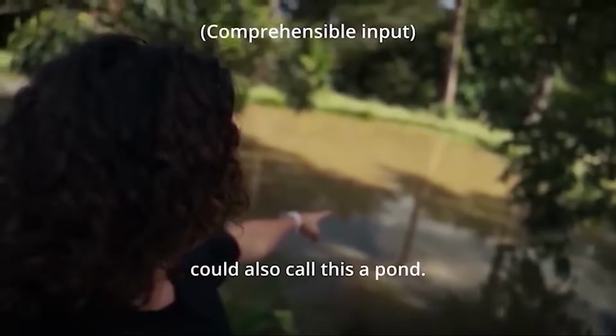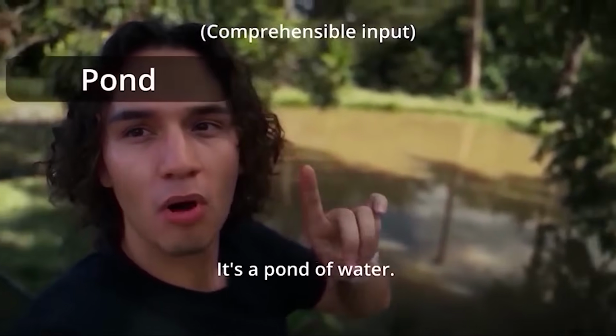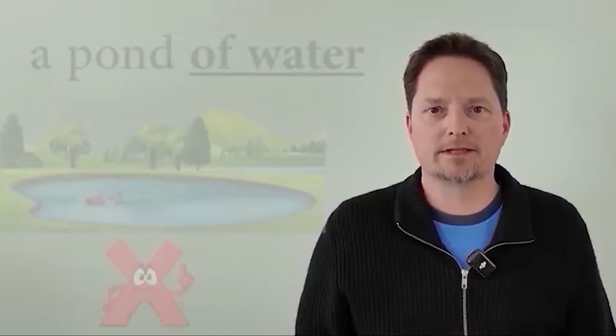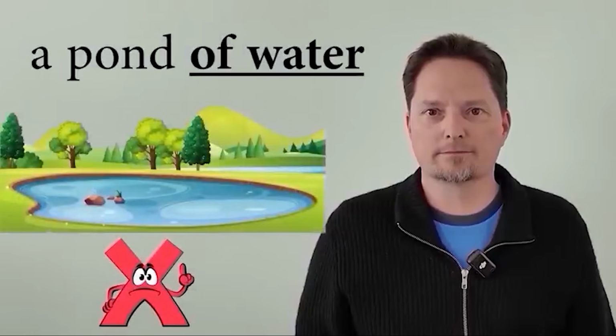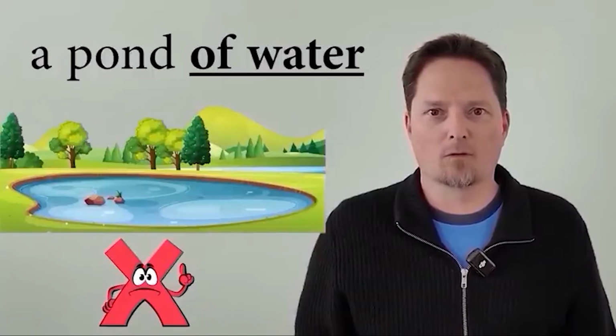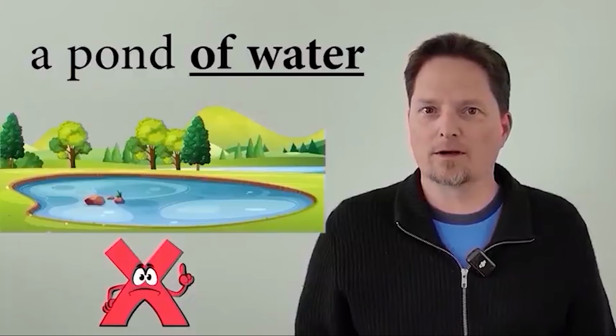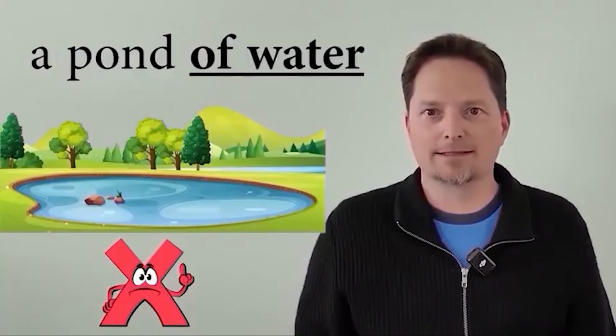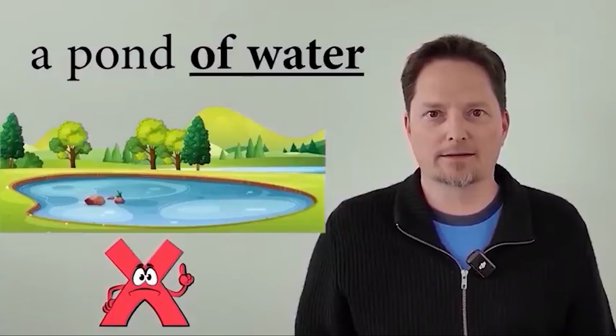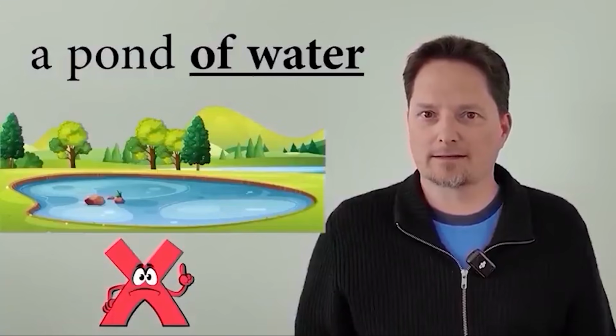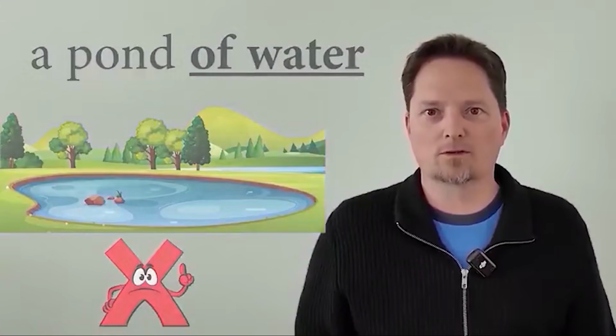You could also call this a pond. It's a pond of water. It's a pond of water? We don't say this because it's a pond. It's always water. We don't say it's a pond of water. We don't say it's a river of water. We don't say it's a lake of water. And we don't say it's an ocean of water. These things are always water. So we just say it's a pond, it's a river, it's a lake, and it's an ocean. We don't use the word water.